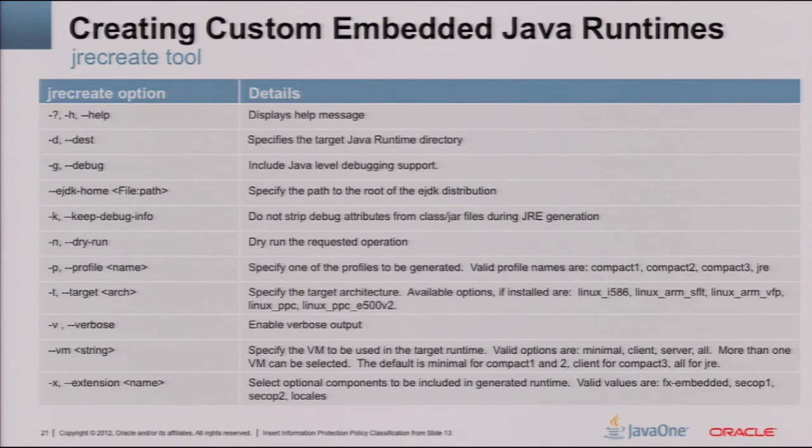And this --VM is where you'll be able to pick amongst the 3 different VMs. We have this minimal small VM that's the 3 meg, the client VM, and the server VM for those architectures that support it. We don't have a server VM today for PowerPC. And the extension option is where you'll be able to say, I want the FX support to be added to my package. I want one of these security providers or the locales I want to add. This is how we're going to allow you to select those.